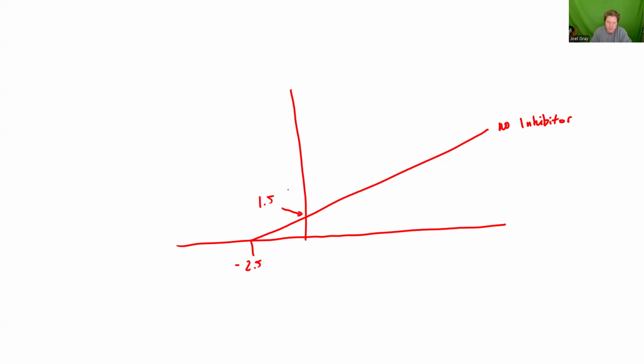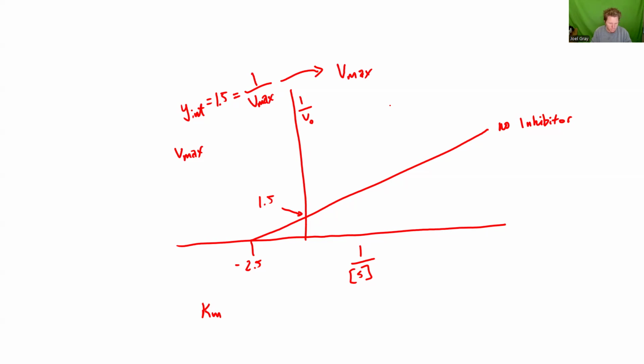These intercepts are valuable because these intercepts can be used to calculate your Vmax and your Km. So your y-intercept, which in this case is 1.5, is a reciprocal value because our y-axis is 1 over initial velocity, and our x-axis is 1 over substrate concentration. Sorry, this was the label of my axis, 1 over v sub 0. My y-intercept, which in this case is equal to 1.5, is equal to 1 over Vmax. I can solve for Vmax, and I'm going to say 1 divided by 1.5 is 0.67. Okay, so this right here is my maximum velocity for this enzyme.